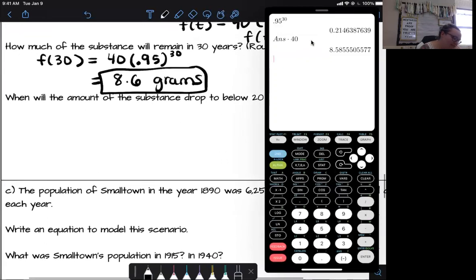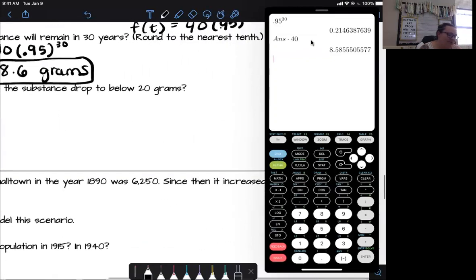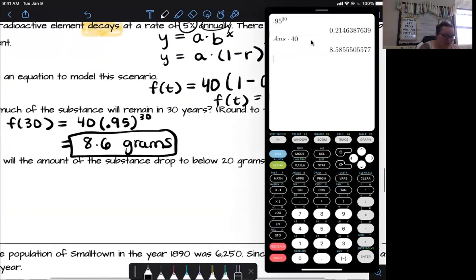When will the amount of the substance drop to below 20 grams? So we can see that within 30 years, we're down to 8.6 grams.